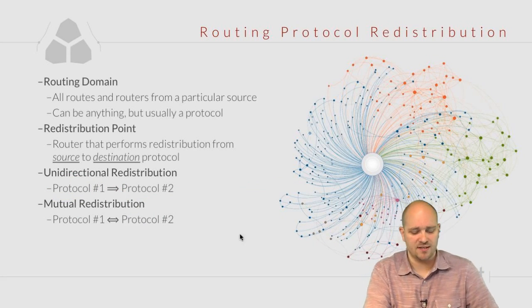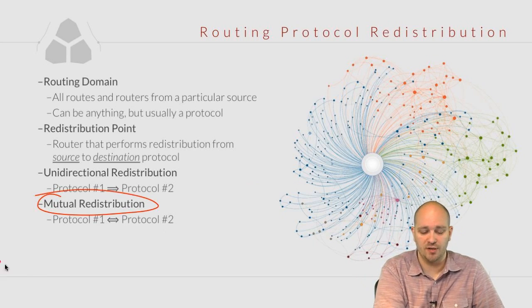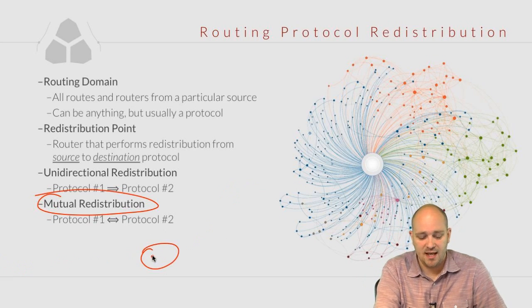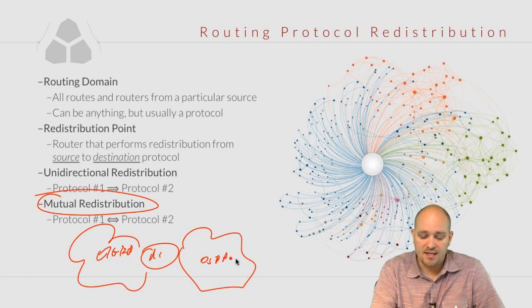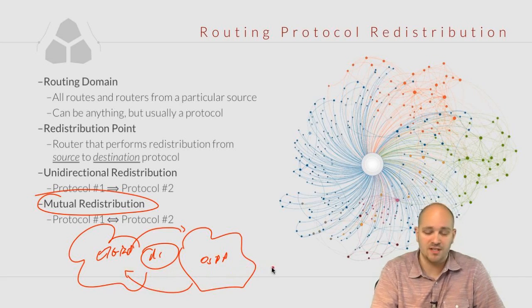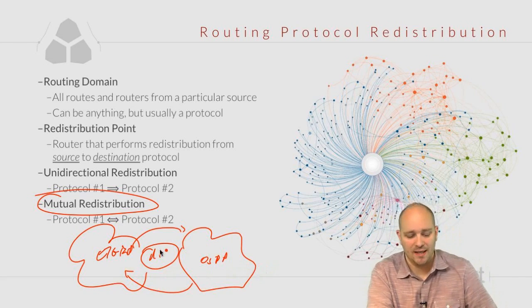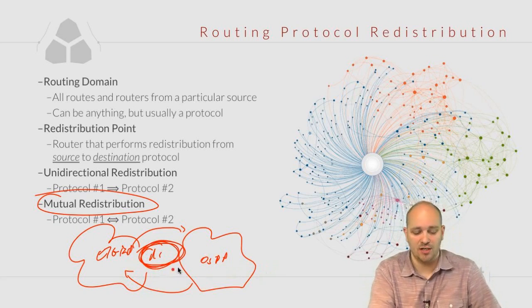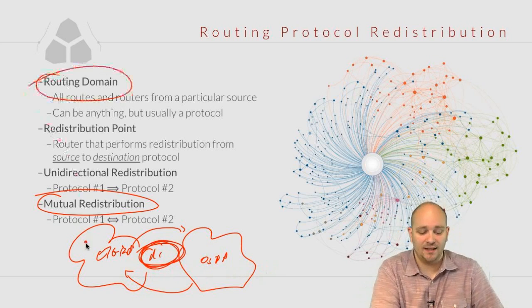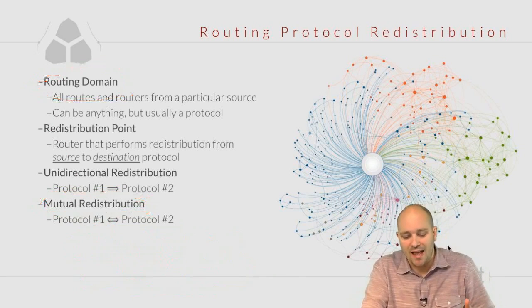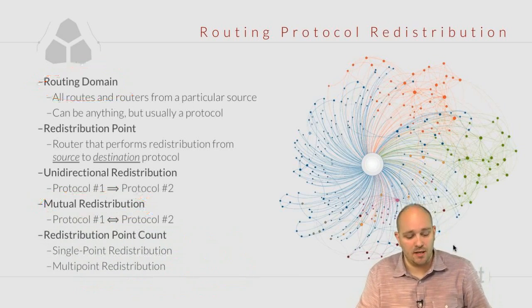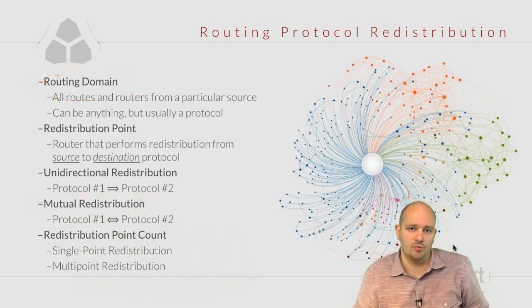Another, a little more advanced concept is mutual redistribution. This is when we have a device, let's say our R1 here, that is connected to both EIGRP and OSPF, and is not only redistributing from EIGRP to OSPF, but is also redistributing from OSPF back into EIGRP. So if we have two routing domains that are mutually redistributed, this is something that we call mutual redistribution. And this mutual redistribution can be single point or multi-point redistribution.